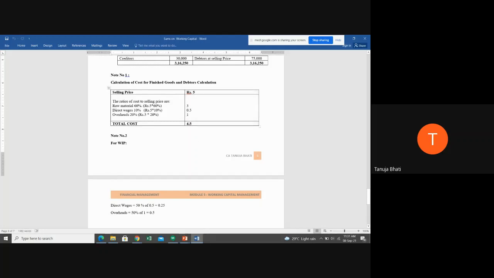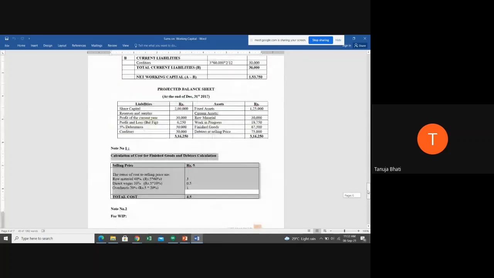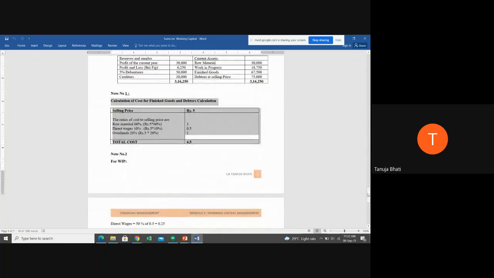So is this note clear to everyone? Yes, students? Okay. Now we are finished with raw materials. What is the next thing that we are going to take in current assets, students? We have finished with the raw material calculation. After raw material, what is the next thing that we have to take under current assets?